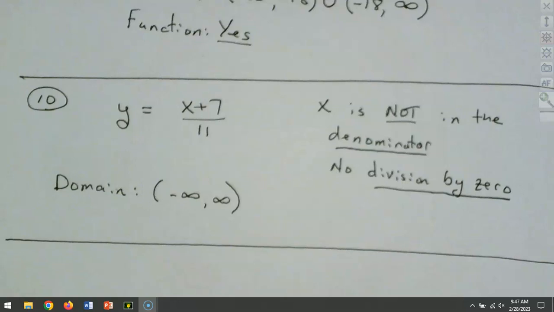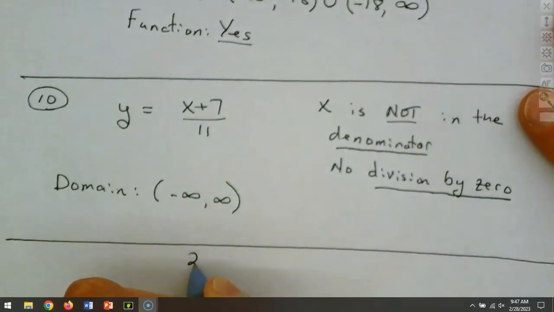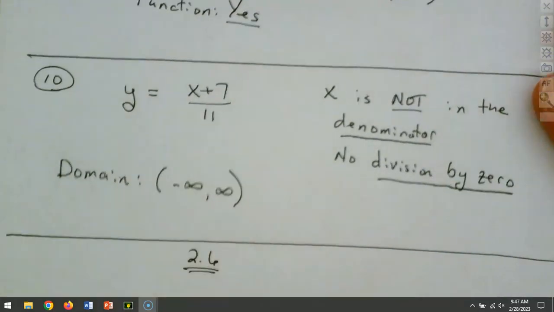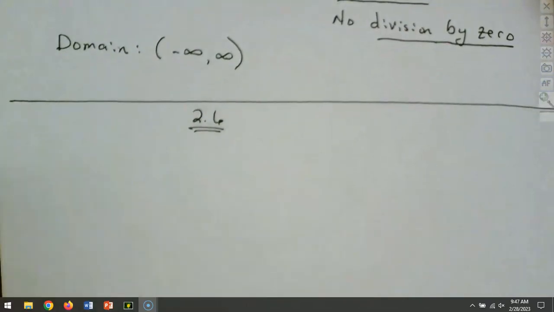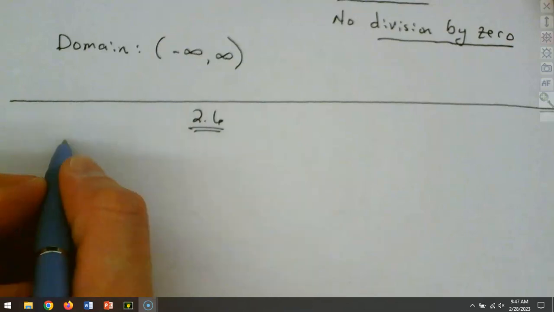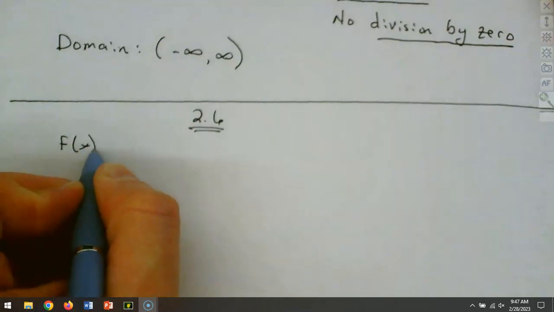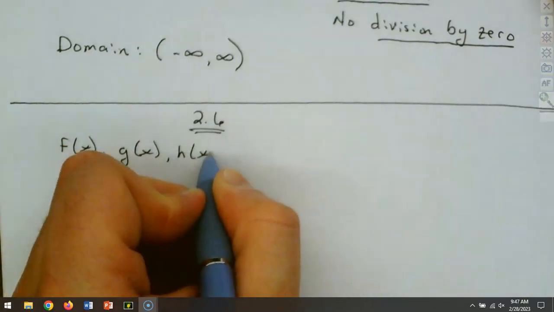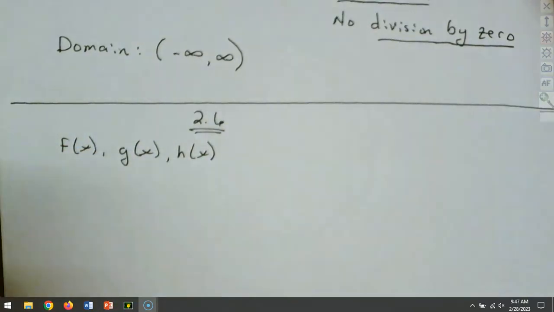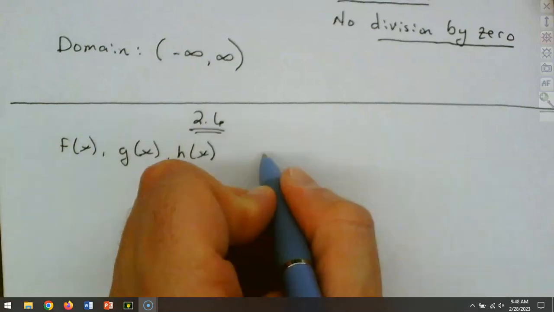In 2.6, we're going to be talking about function notation. So for function notation, we can have things like f of x, g of x, h of x. These are called functions, and they can replace the y.